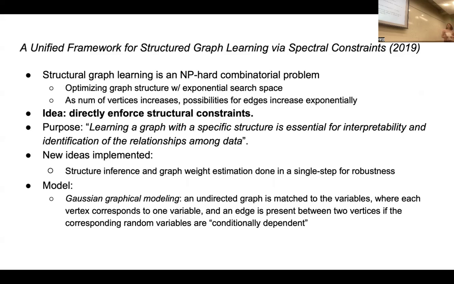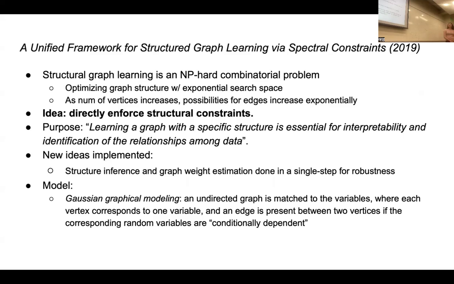Yeah, so the idea of this paper is that they're going to directly enforce structural constraints. This is both directly, I guess, to identify relationships between data. This is how it helps the model. And it's also important for interpretability because it can tell us a lot about what the model is doing behind the scenes. And then, in comparison to papers that have done other similar things previously, this paper also implements structure inference and graph weight estimation in a single step, which helps with robustness.